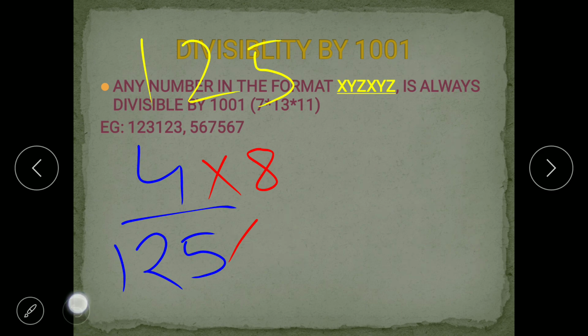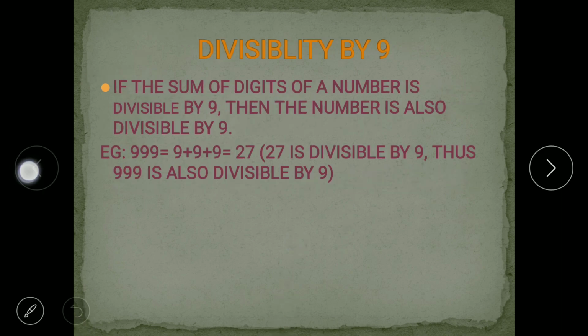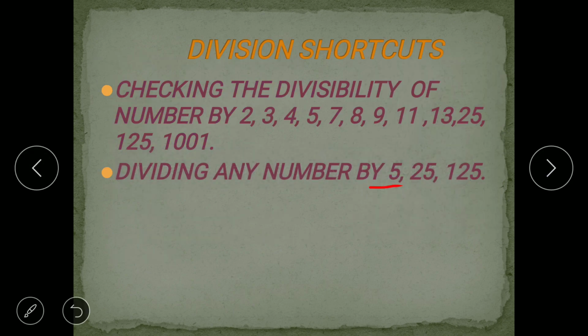These are some shortcuts to just use your brain and divide the number by 5, 25 and 125. So let me sum it up. When you're dividing any number by 5, multiply both numerator and denominator by 2. In case of 25, do it with 4. In case of 125, do it with 8. Just take a screenshot of this.